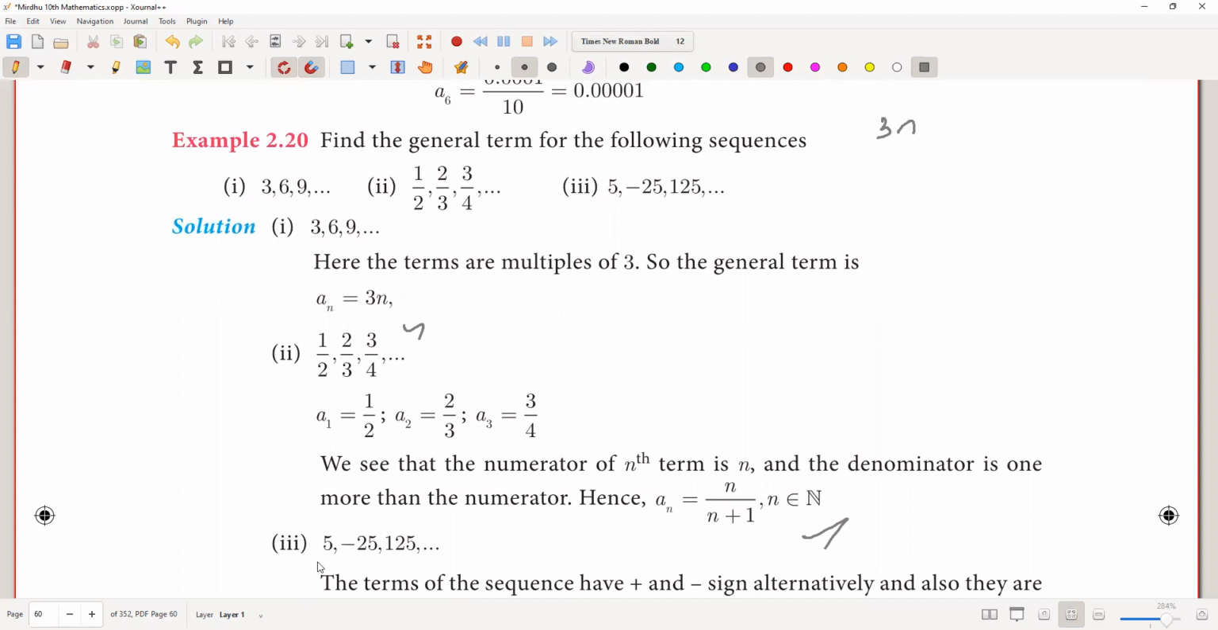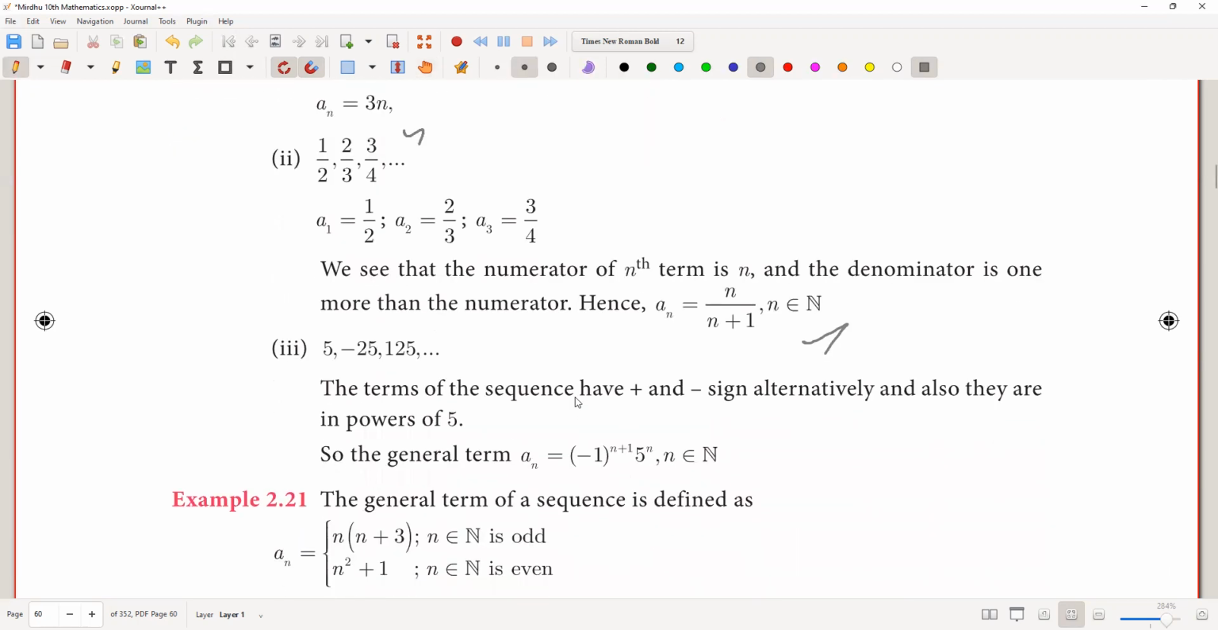Okay, then 5, minus 25, 125. 5 power 1, 25 is 5 power 2, 125 is 5 power 3. But there is a minus in the second one. Minus 1 power n plus 1 would be giving the positive or negatives. Then 5 power n: 5 power 1, 5 power 2, 5 power 3.